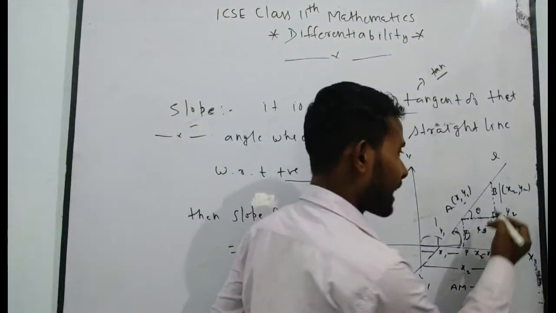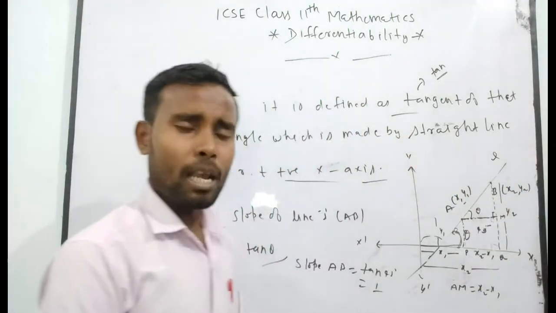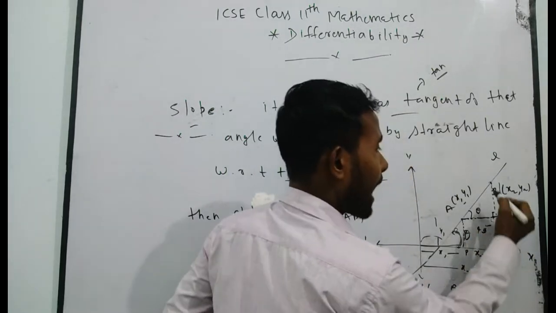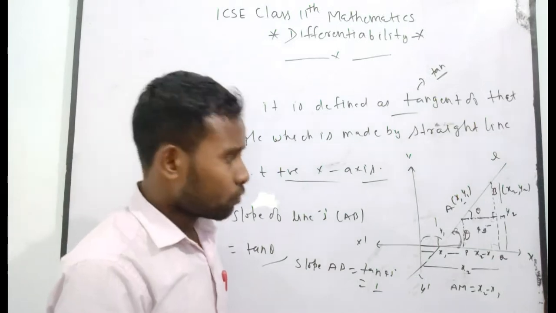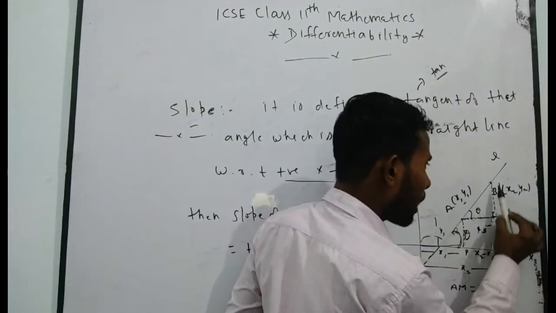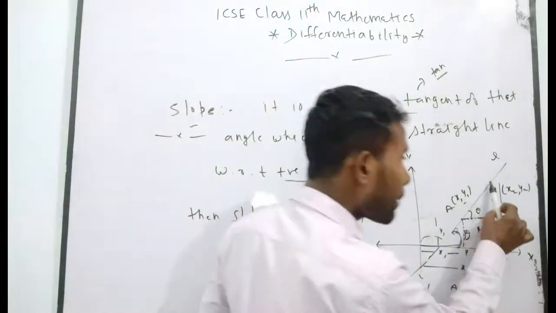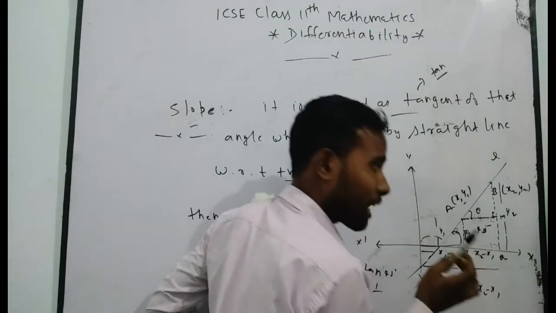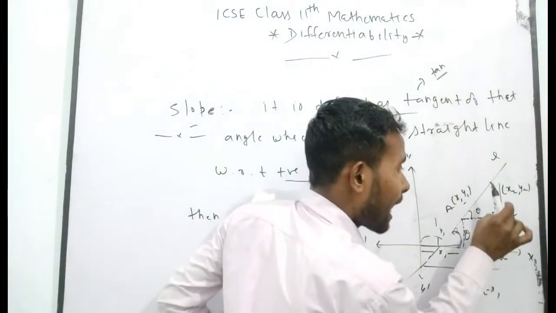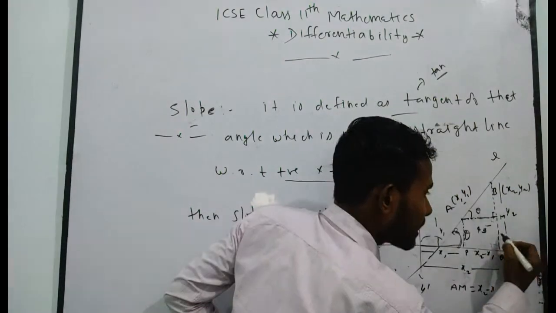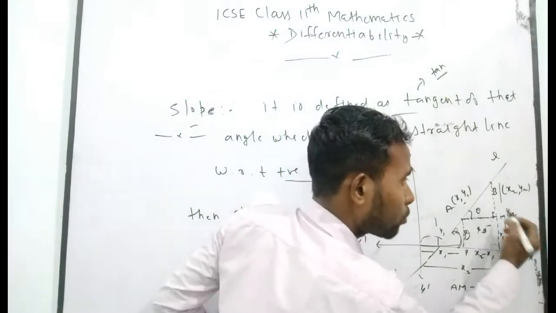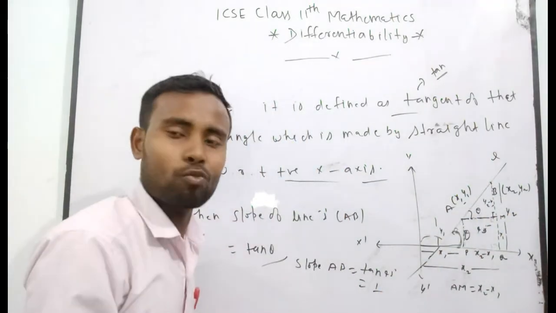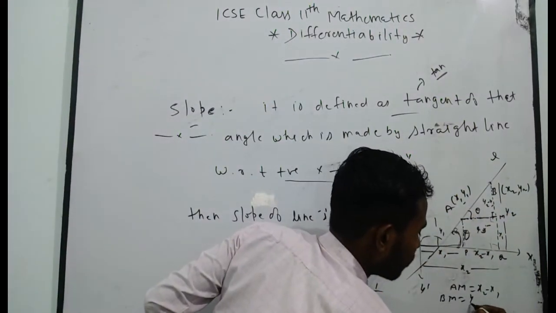Now I want to find the length of BM. What can you say about BM? As you know, AP is equal to y1 and BQ is equal to y2. Then BM is equal to y2 minus y1. Because if AP is equal to y1, then MQ is also equal to y1. And BQ is y2, so if this part is y1 and the whole length is y2, then it is definitely y2 minus y1. So BM is equal to y2 minus y1.